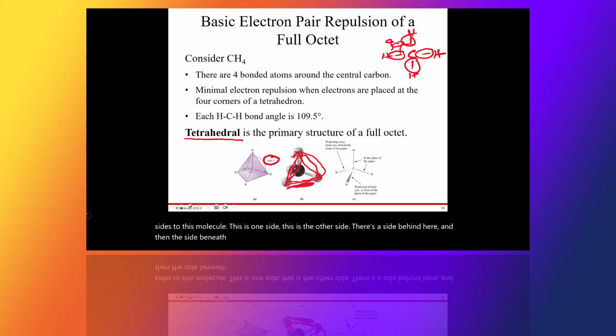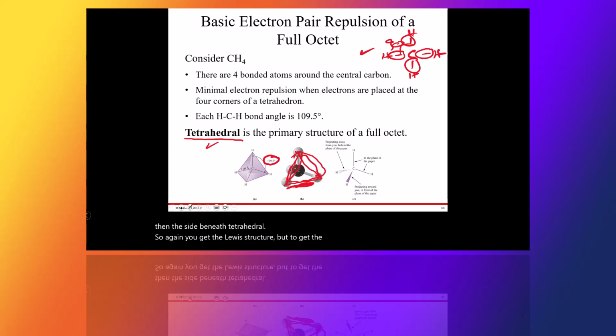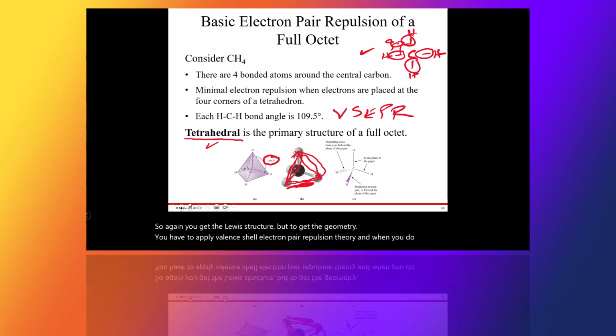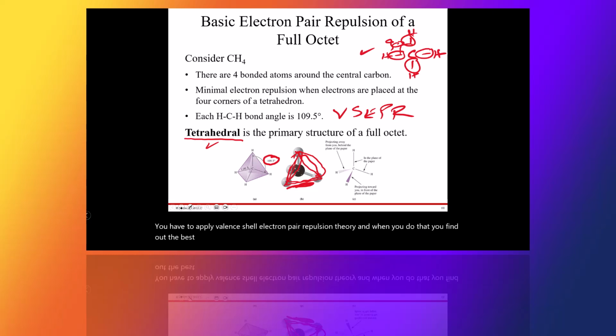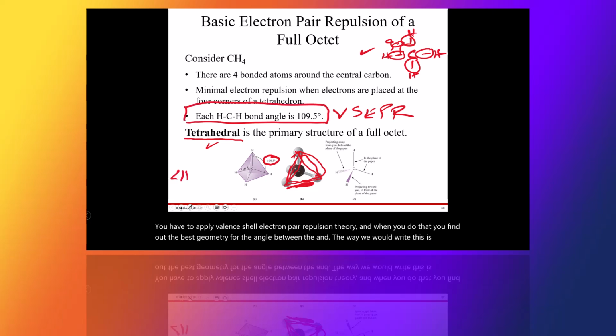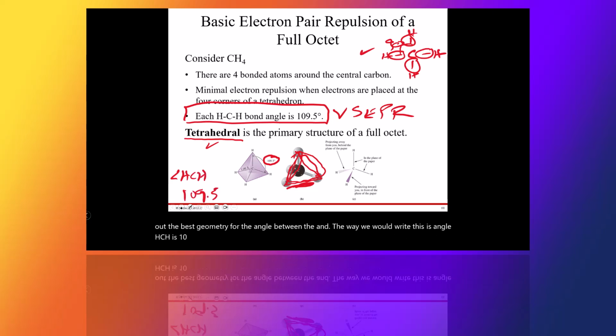Tetrahedral. So again, you get the Lewis structure, but to get the geometry, you have to apply valence shell electron pair repulsion theory. And when you do that, you find out the best geometry for the angle between them. The way we would write this is angle HCH is 109.5 degrees. All right.